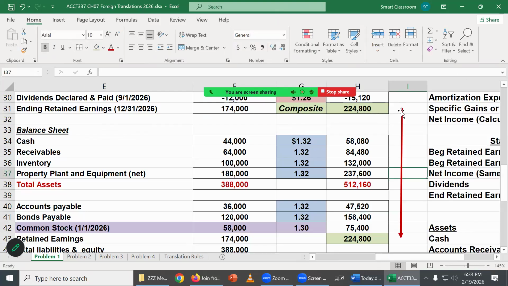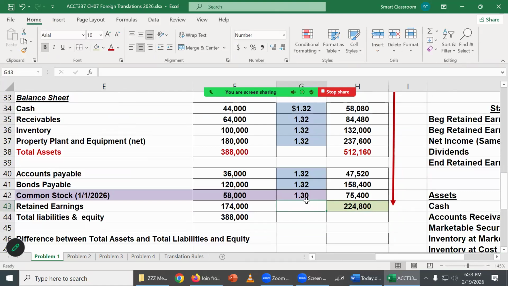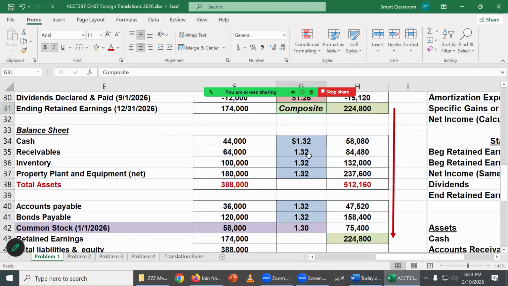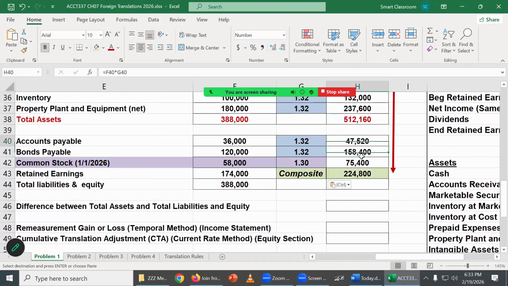Okay, so this is that. You just bring it down one number, and it's a composite. Okay, now we're going to sum them up.